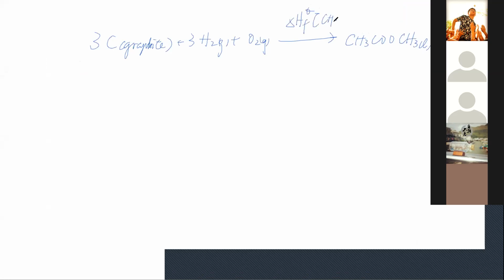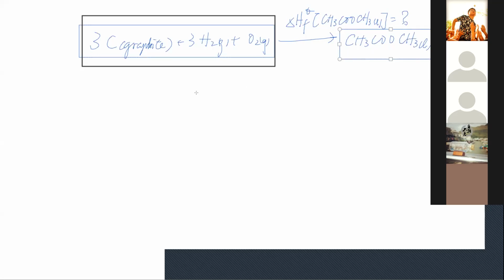This one, 3 graphite plus 3 hydrogen plus O2 to form CH3COOCH3. This is what I would like to find, right? The delta H formation of this methyl ester, methyl ethanoate. So we would like to draw the box again. Give me the box.